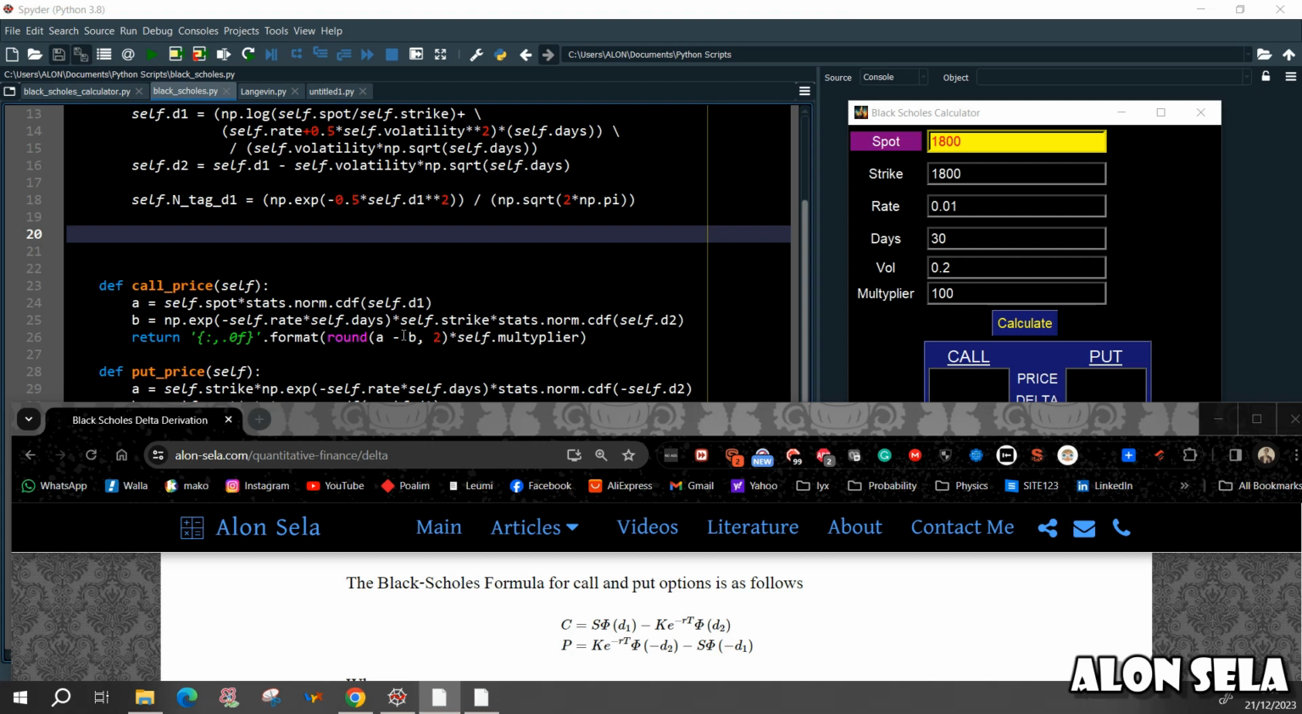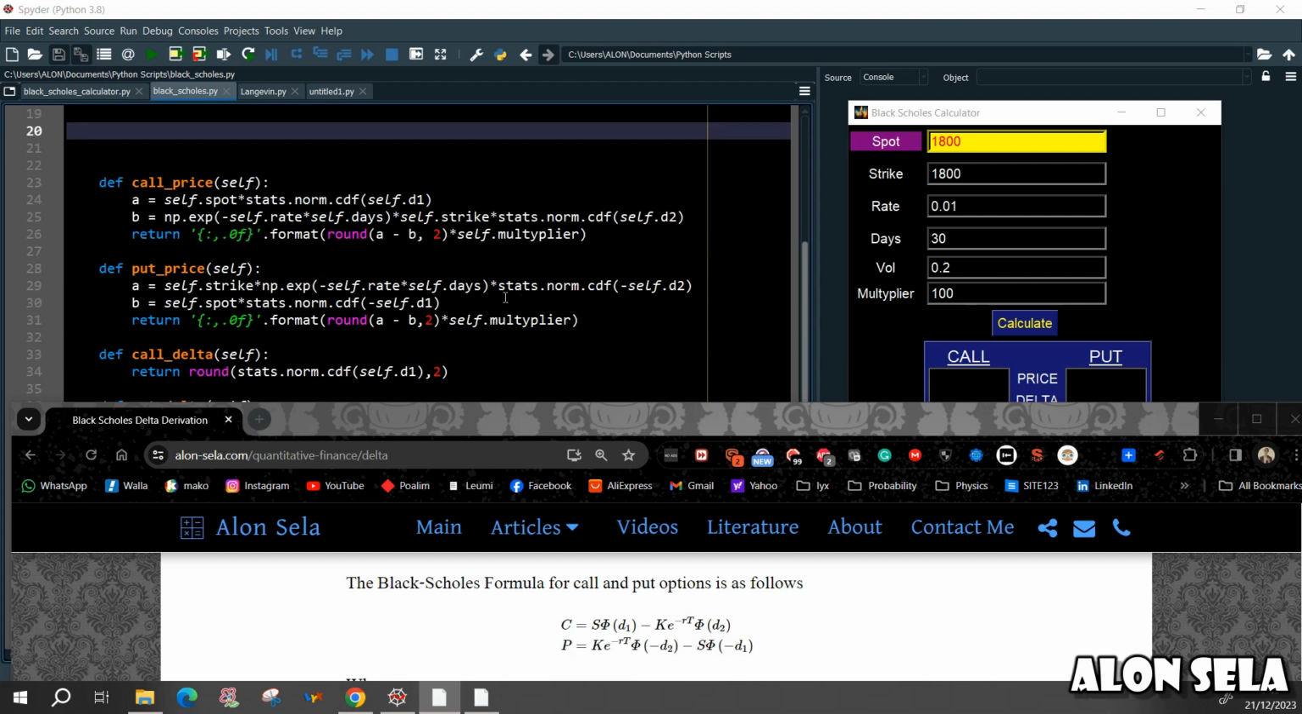And also I'll multiply the result times the multiplier, because if the option is only for one underlying, multiplier, then I'll put just one. But if it depends on the options contract, so it has to be times the multiplier.